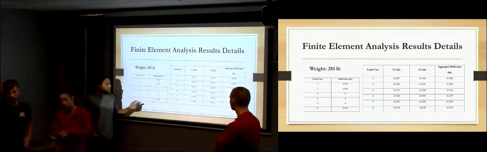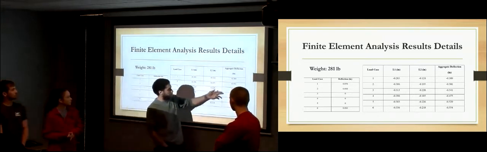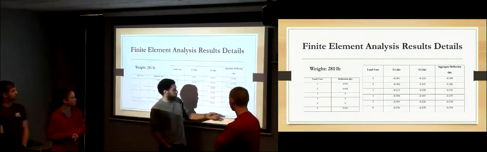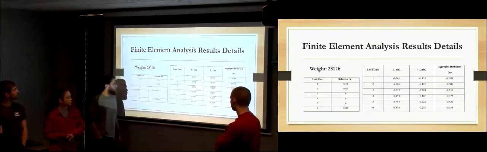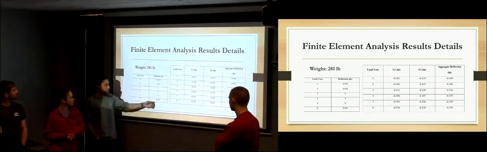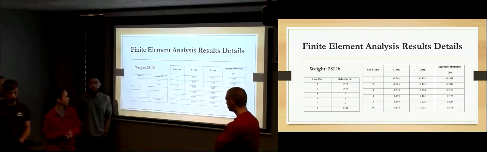So we put nodes at every point where they're supposed to measure the deflections, and these were our aggregate deflections. Our max aggregate deflection was 0.554 inches, which we thought was pretty good. And our max side sway was 0.084 inches, which was also pretty good compared to the rest of the bridges.